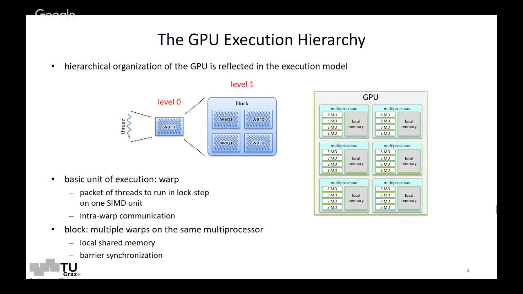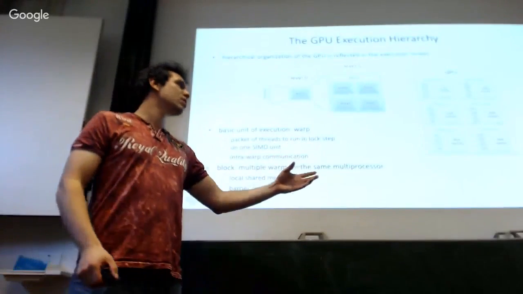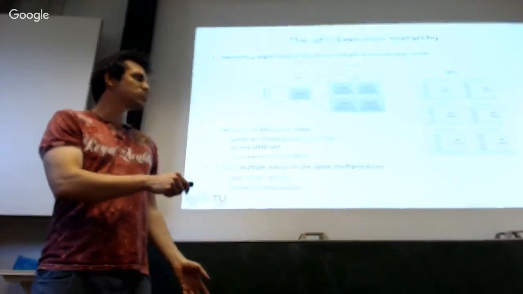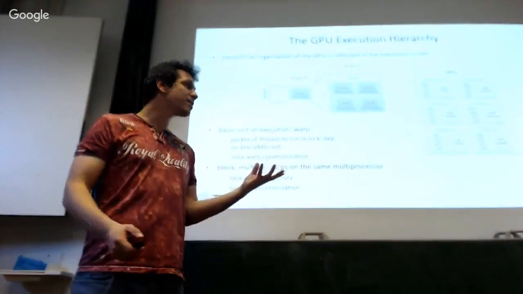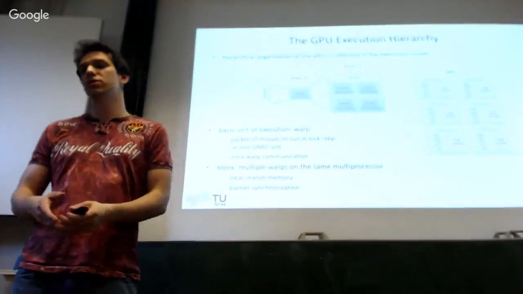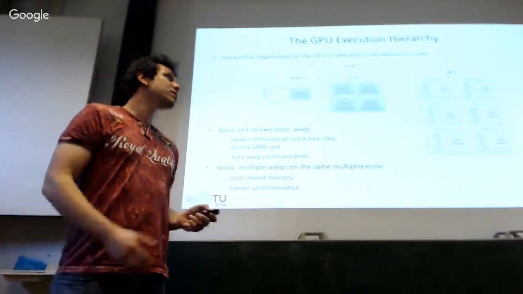And then if you start execution on the GPU, you would start blocks. And blocks are just a collection of warps which land on the same multiprocessor, which means that they are able to communicate efficiently with this local shared memory that we have here, and they can cooperatively work on some kind of objective.